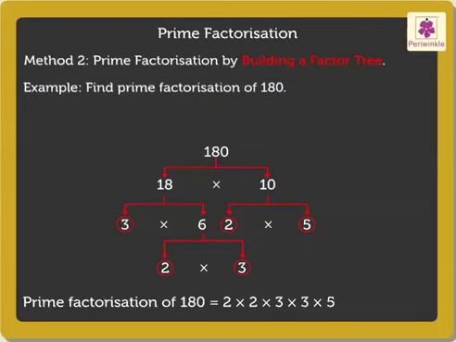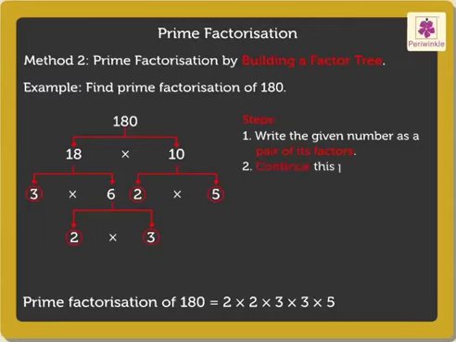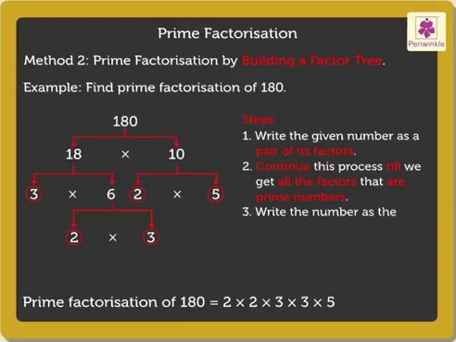In this method too, we follow 3 steps. They are: Step 1. Write the given number as a pair of its factors. Step 2. Continue this process till we get all the factors that are prime numbers. Step 3. Write the number as the product of its prime factors arranged in ascending order.